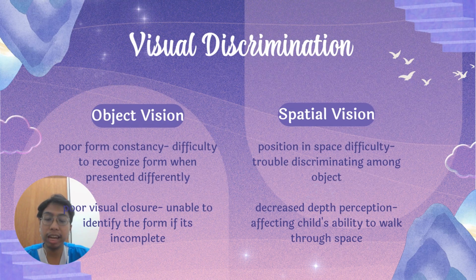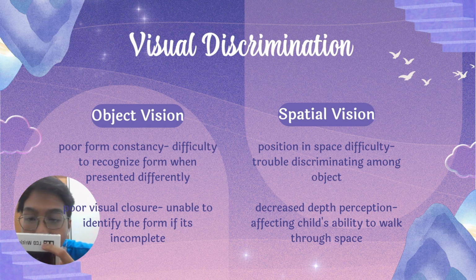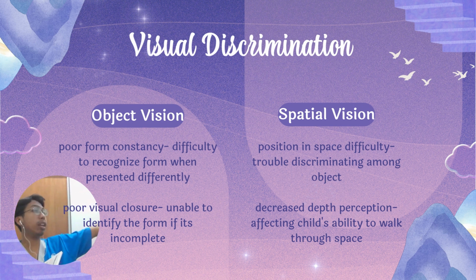So for object vision, I would like to talk about two things, which is form constancy and visual closure. Form constancy is the ability to recognize a form or object regardless of being changed through environment, form, or shape. For example, I can identify that this is L, and then I can see another L over there despite a different shape. I know that it is in the same form regardless, even in a different environment.